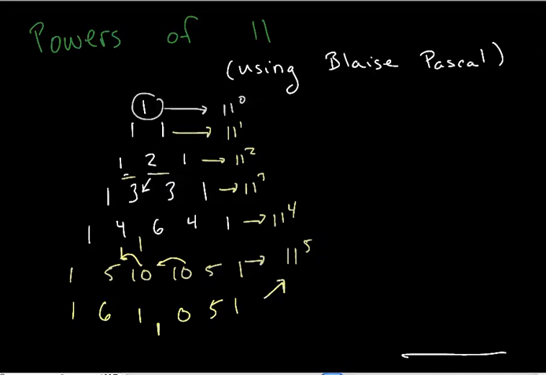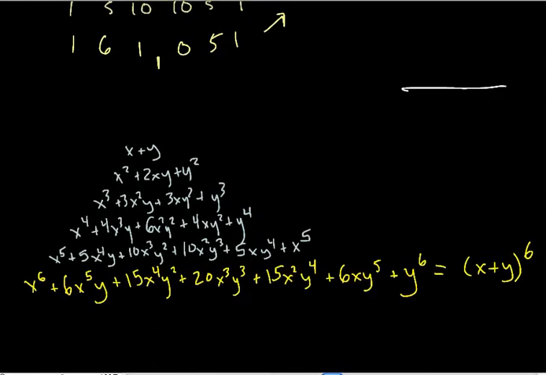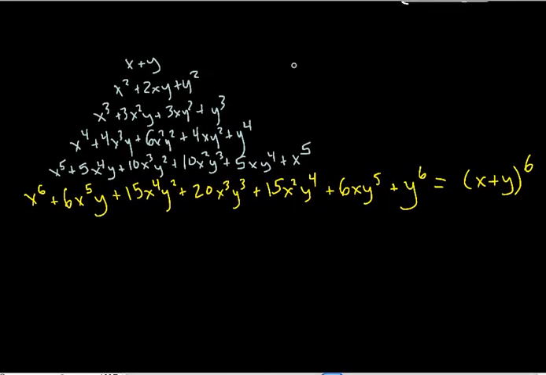Now, this is just an extension of the binomial expansion, because in this case, with 11, x would be, let's say, 10, and y would be 1, right? In that case, x plus y, or 10 plus 1, was equal to 11. So that works with 11, but the truth is this Pascal triangle trick works with any number.